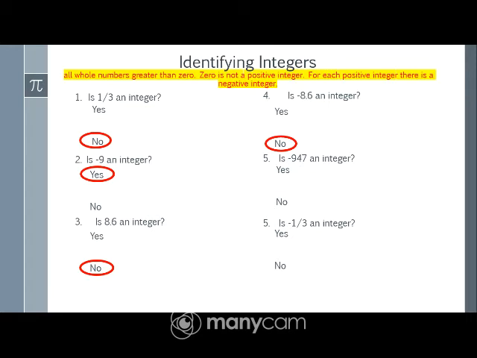-947 an integer? Yes or no? Yes, it is. It's a negative number, but that is an integer. And number 6, guys, is -1/3 an integer? -1/3. Yes or no? You answered no. You are doing a good job. Number 6 is not an integer because -1/3 is a fraction.